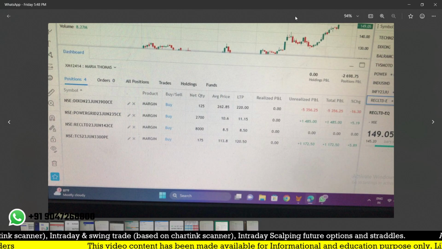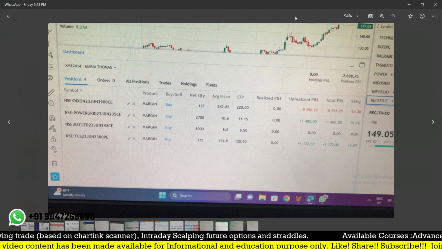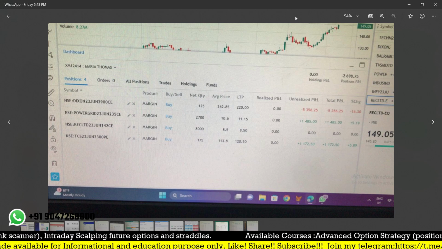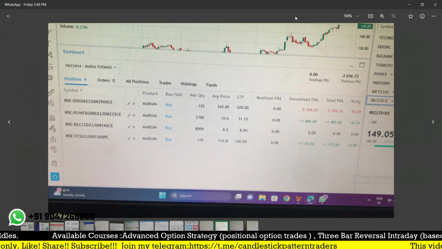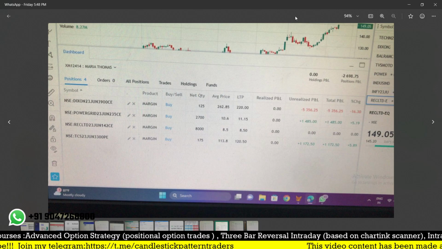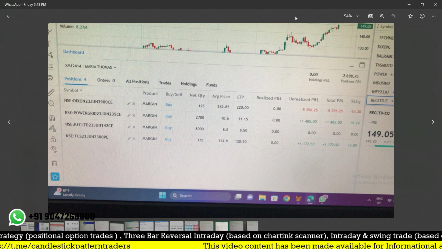Those who watched 3 days back, Dixon 3900, I think it gave you the entry. And look at this, 262. On that day it was at a loss, no problem. The next days, because of positional trading, we are holding it.